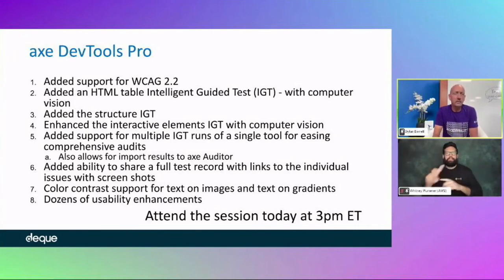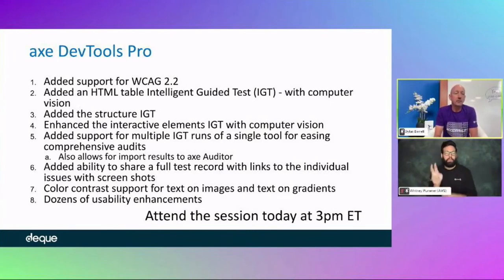We added the structure IGT, where we took features that were in individual, very small intelligent guided tests and put them together in something that made a lot more sense as a single tool to test the structure of a whole page. We also enhanced the interactive elements intelligent guided test, and we added some computer vision to that so that we can make the testing a lot more efficient. Exciting feature, take a look at that.